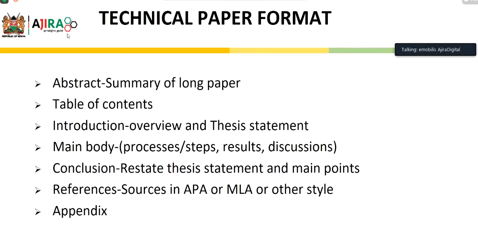Thereafter, after the introduction, we now need to go to the main body. So the main body of your technical paper contains all the arguments, all the processes, all the results, all the discussions, and everything else that you want to give out, everything else that you want to write about concerning the subject that the client has asked you to write about. That should come under the main body section. Thereafter, you go to the conclusion part of your paper.